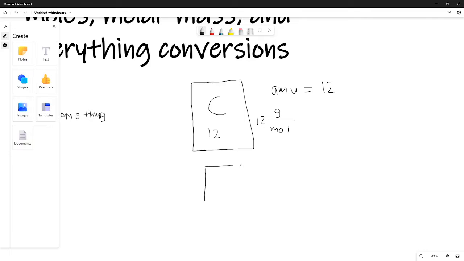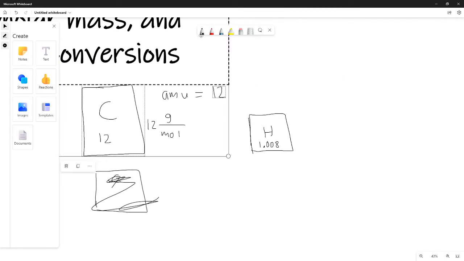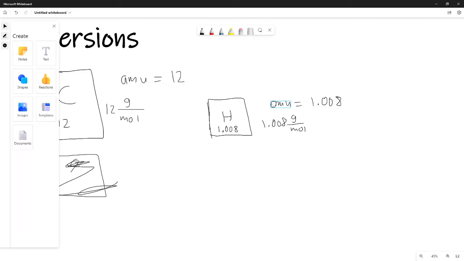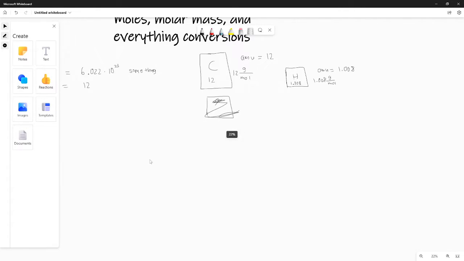Let's say I have nitrogen, or actually, let's use hydrogen for example. Hydrogen has an atomic mass unit of 1.008. So I could say the atomic mass unit of hydrogen is about 1, or you could just say 1.008. And it also has 1 gram per mole, or 1.008 grams per mole. And that applies for all elements. So the molar mass is equal to the atomic mass units of that element.